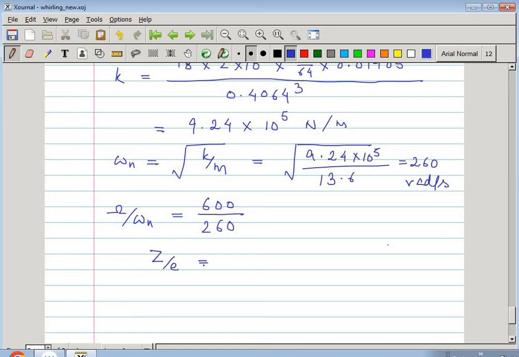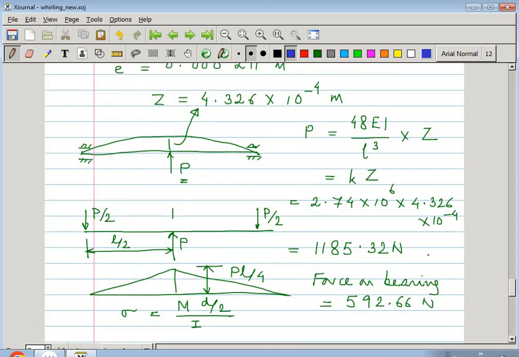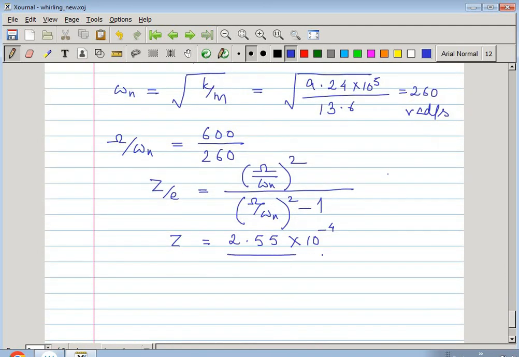So if that is so, then from here you get Z by E. So now the shaft is more supercritical. So omega by omega n square, omega by omega n square minus 1. The whole system, the shaft disk system or the rotating system, is more supercritical than the previous case. So from here you get Z equal to 2.55 into 10 to the power minus 4. So the deformation has reduced. Here the deformation was 4.326 into 10 to the power minus 4. Now the deformation is this.